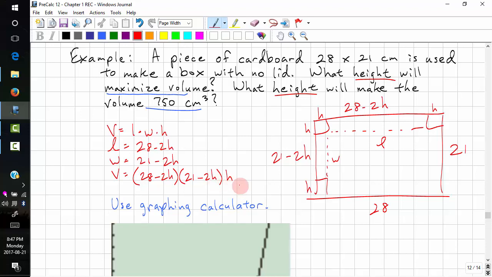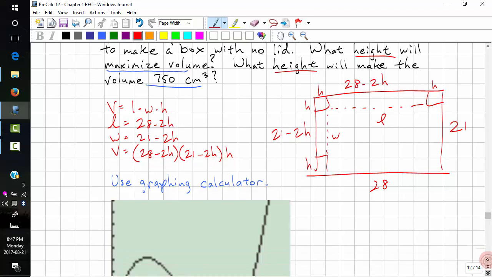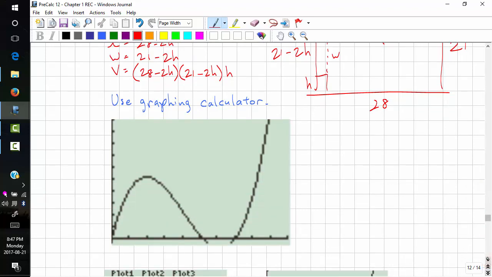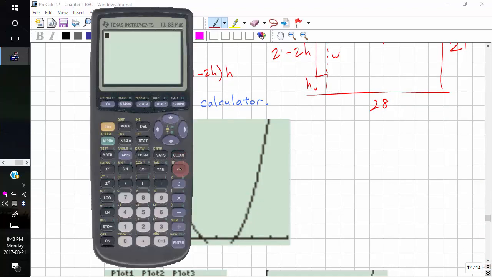And when you're asked these questions, you can leave the volume formula or whatever formula in factored form. You'd only have to change it to standard form if the question is asking for that. Okay, let's graph this on a calculator to get our answer. Okay, so we need to enter our formula. 28 minus 2. We don't have h on the calculator, so we just use x. 21 minus 2x times x.